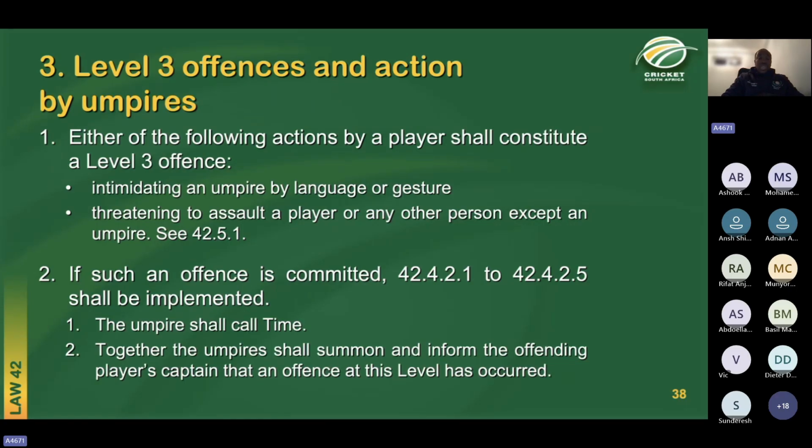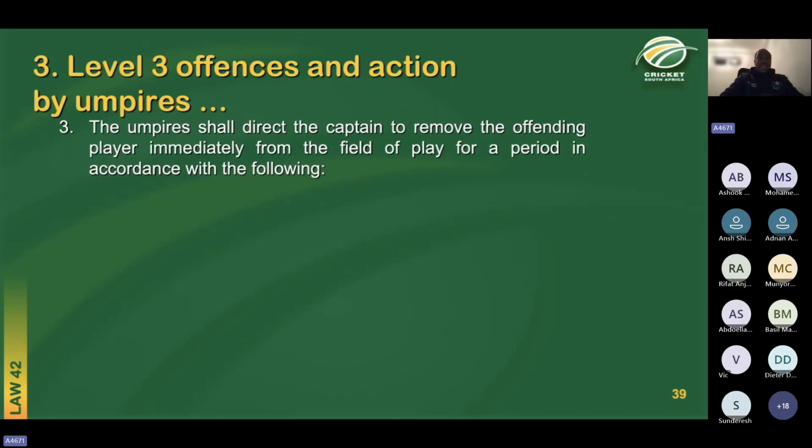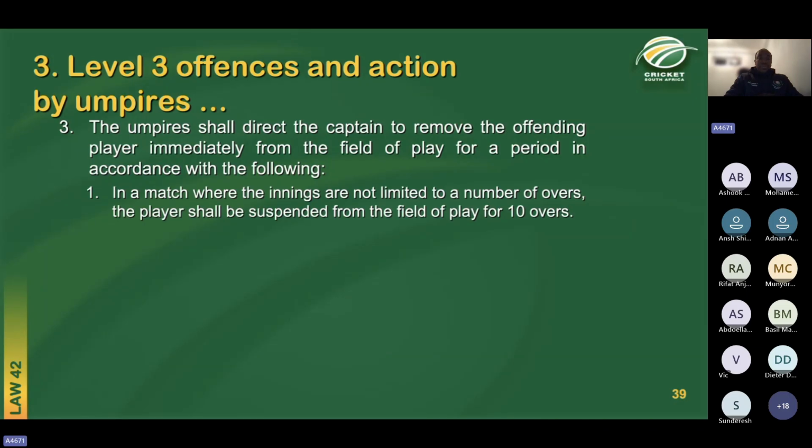The umpires shall summon and inform the offending player's captain that a level 3 offense has been made, and the punishment for a level 3 offense is that the umpires shall direct the captain to remove the offending player immediately from the field of play for a period of, in a match where the innings are not limited to a number of overs, the player shall be suspended from the field of play for 10 overs.